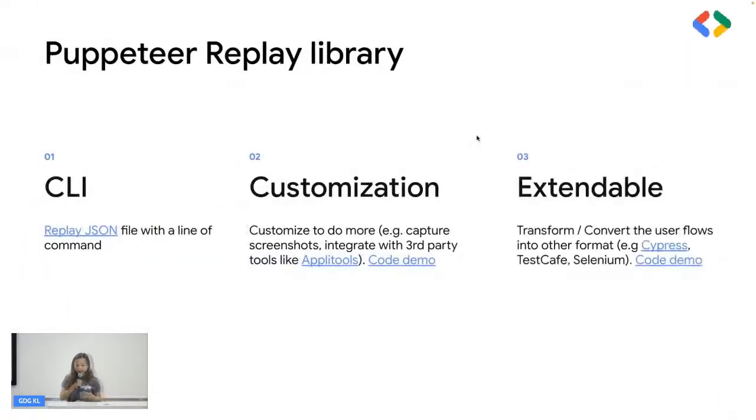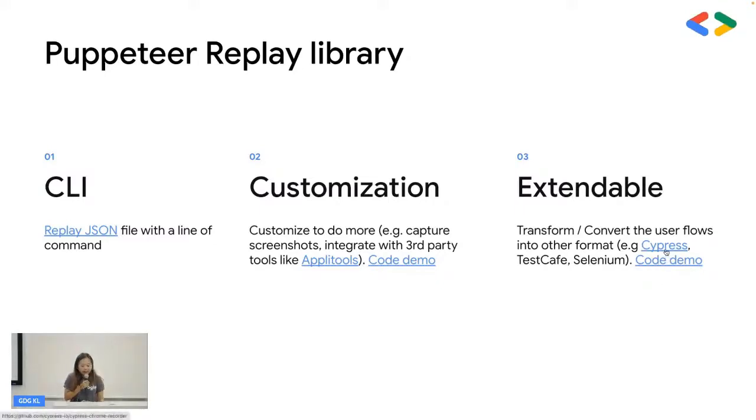And the third one, you can extend it even further. You want to totally control the transformation step. For each of the steps, instead of generating the JSON, you can use the transformation, extend it, to transform it to a Cypress script or others. We have a code demo for you as well on how to do this.